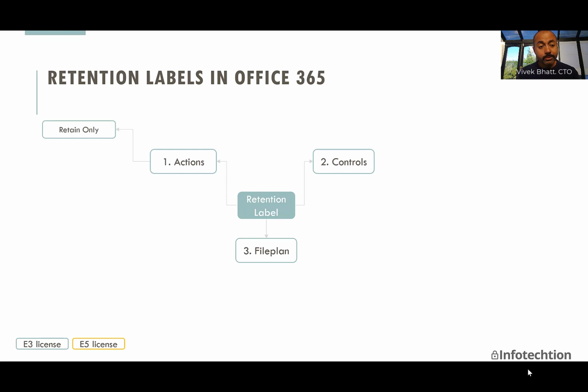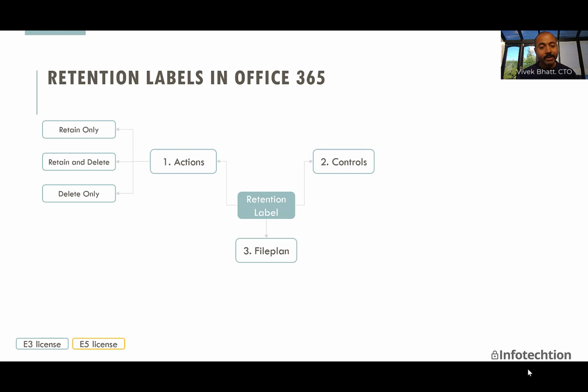The first action option is retain only. In this option, the information is retained for the duration of the retention period that is applied to the retention label, but at the end of the retention period, no action is taken. So the file remains in place and is not deleted. Retain and delete performs exactly the same, but at the end of the retention period, you have an option to delete the file, either manually or automatically.